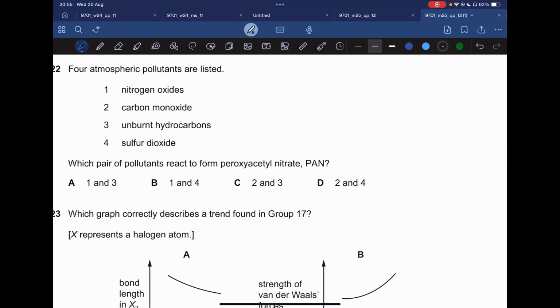Okay, 4 atmospheric pollutants are listed. Which ones form PAN? You just need to know this. It's these two, so it's 1 and 3.